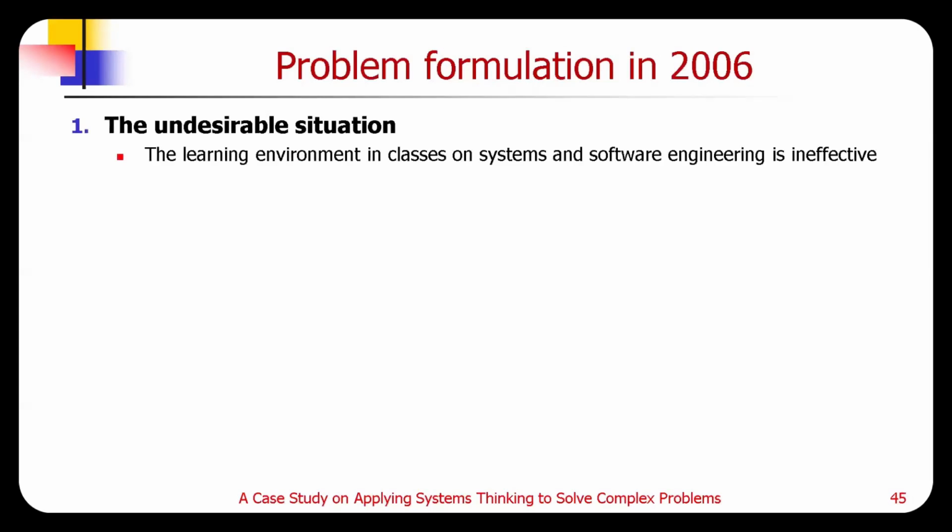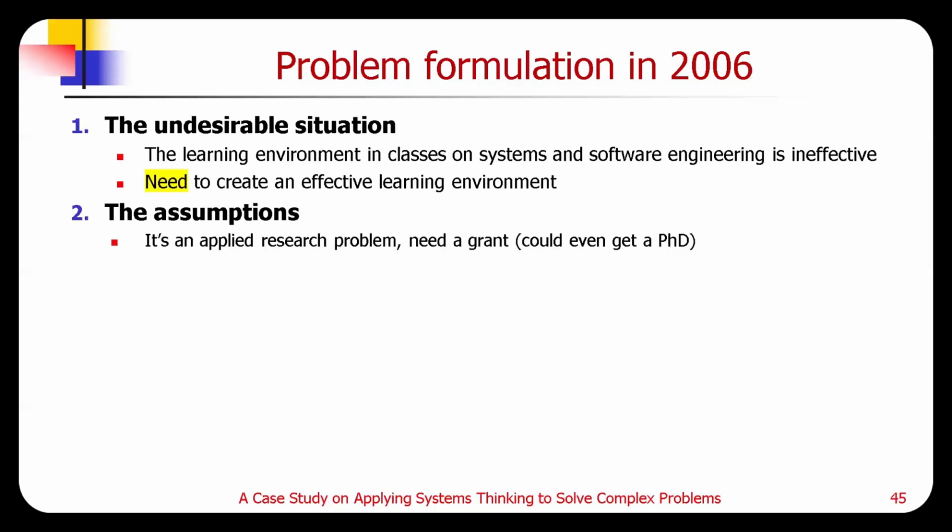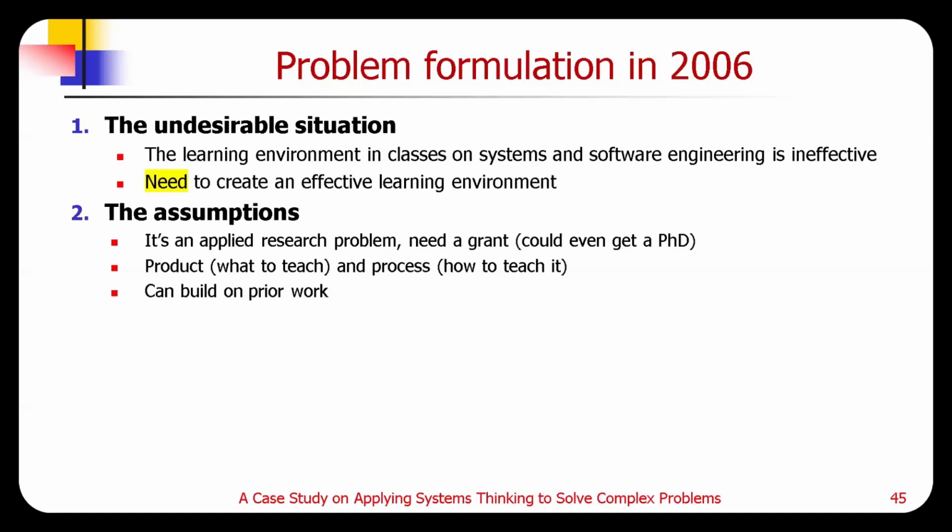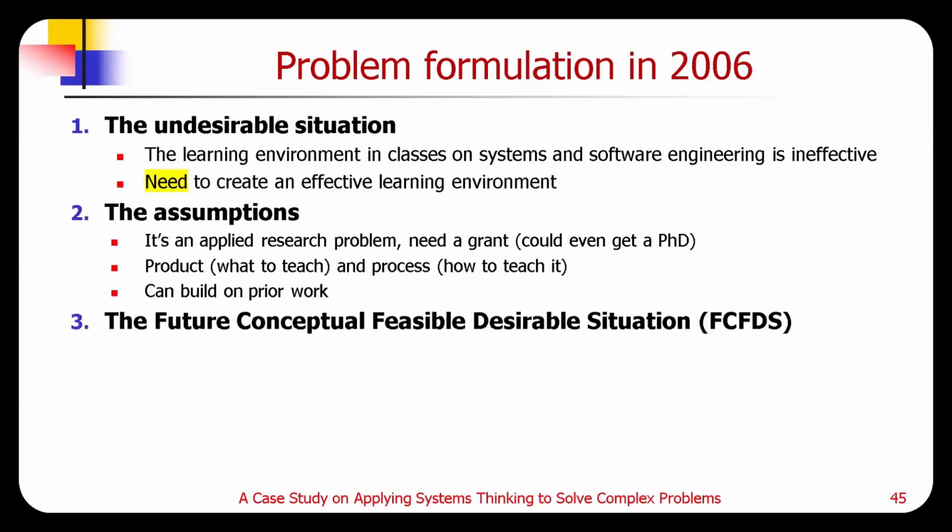So the undesirable situation was the learning environment in classes on systems and software engineering was ineffective. There was the need to create an effective learning environment, and the assumptions were it's an applied research problem, so at university I need a grant. Or I could do it getting a PhD, and I actually enrolled in a PhD program in the School of Education. And I needed to develop the product, that is what to teach, based on the activities that the systems and software engineering people were supposed to do in the workplace, and then an effective process on how to teach it. I can build on the prior work, and I've shared some of that with you.